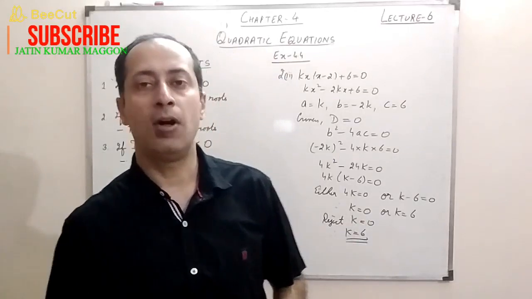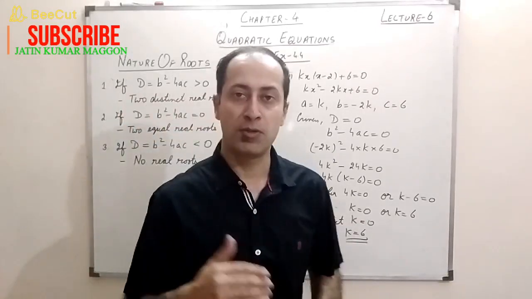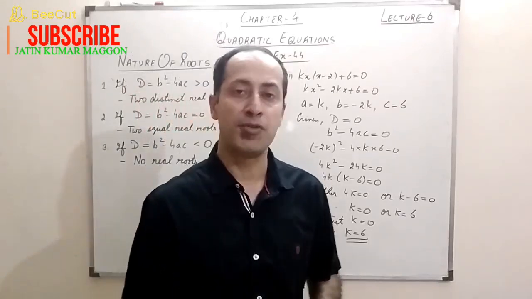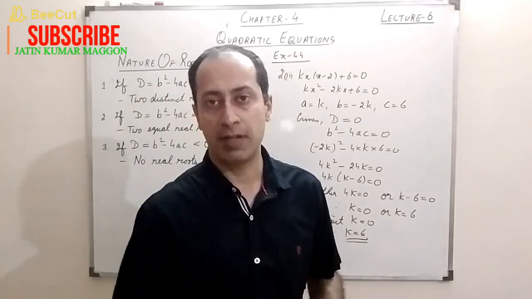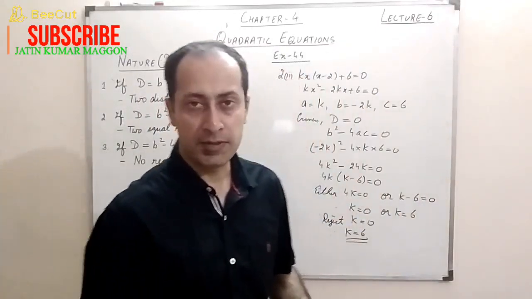Therefore, k is equal to 6. So this is how we can find the nature of the roots, and if the nature of the roots is given to us, then we can find whatever the unknown constant is in the question given to us, we can find that value, right? Now let's take some of the statement questions of this exercise.